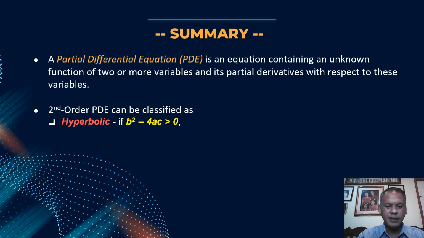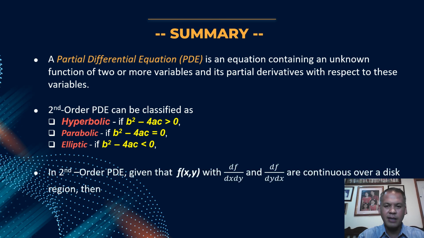And in second-order partial differential equations, given that f of xy, with df over dx dy and df over dy dx are continuous over a disk region, then d squared f over dx dy is equal to d squared f over dy dx.